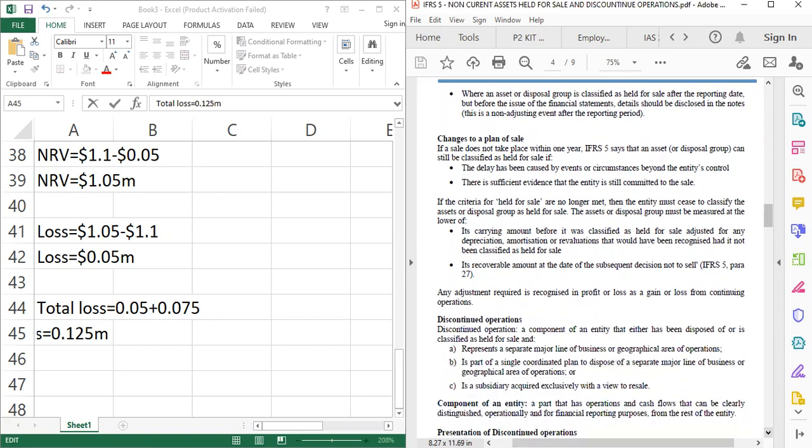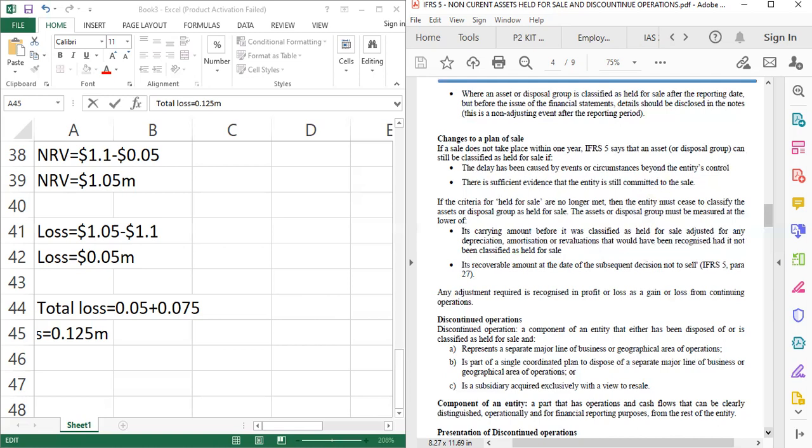If we talk about discontinued operation, it is a component of an entity that either has been disposed of or is classified as held for sale. So discontinued operation is the part of the entity that has been sold off. If you have a branch in Accra and Kumasi and you have sold off the branch in Kumasi, it means that you have discontinued the operations of the Kumasi branch. That is why we are saying discontinued operation.